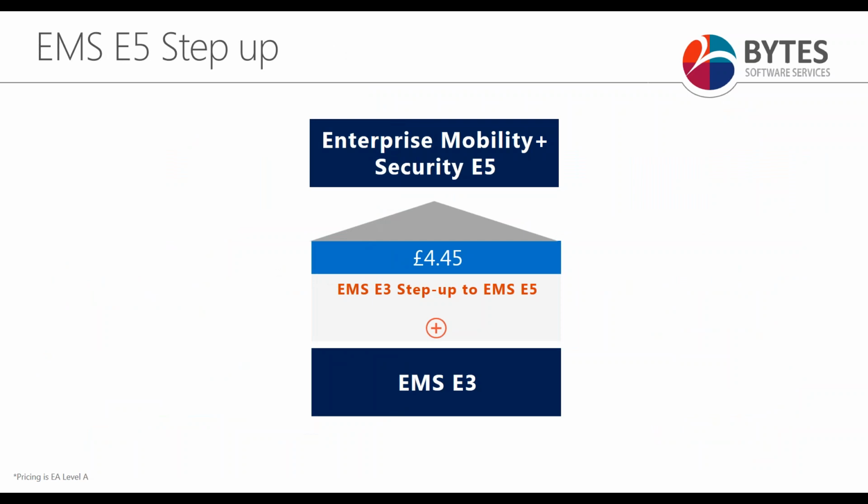And if you are currently licensed with EM+S E3, but you're looking to use those features that are available in the E5 suites, like the Cloud App Security or the advanced security features, then you can purchase what Microsoft calls a step up. And that allows you to pay for the difference between the E3 and the E5 suite.